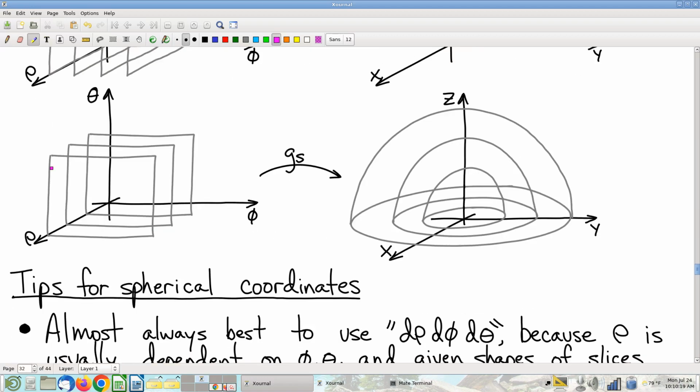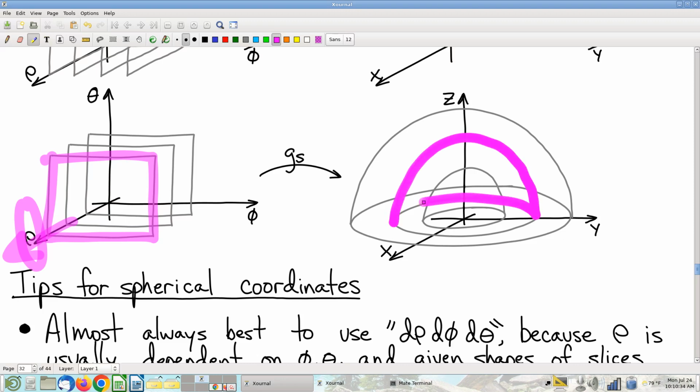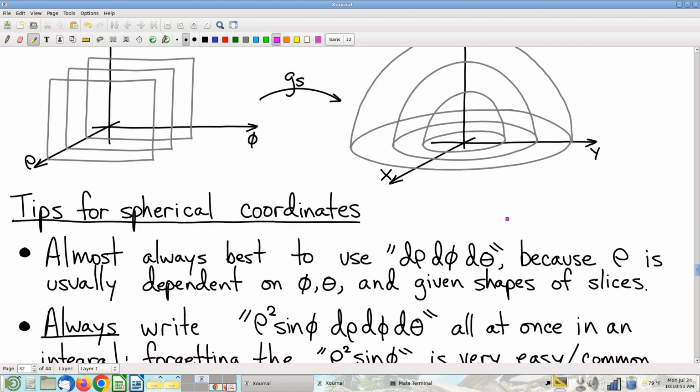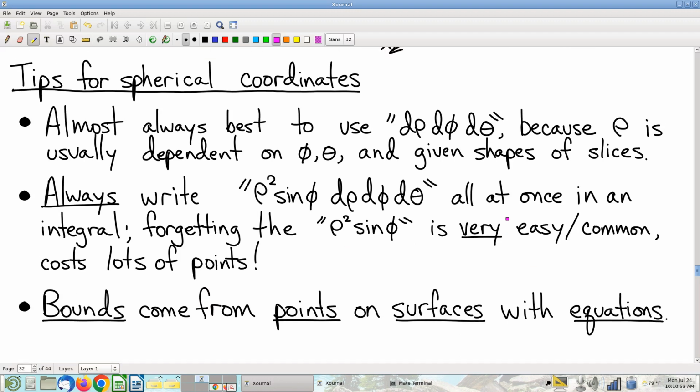And then what does a constant value of rho look like? Well, rho, again, is geometrically interpreted as distance from the origin in XYZ space. And so a constant value of rho is a piece of a sphere. Okay, so with that in mind, you don't have to draw the pullback. Just make sure you know what your slicing looks like in XYZ space and just go ahead and slice it up that way. So again, tips and tricks.